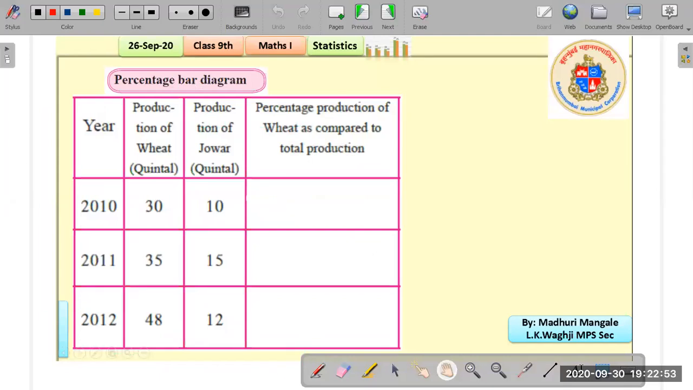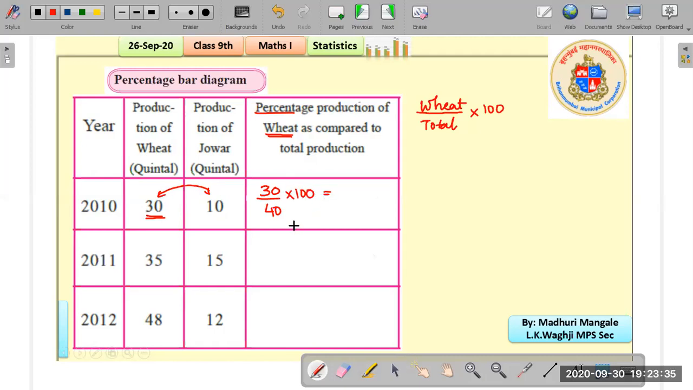There we begin. We start with the year 2010. And what should be done? To find the percentage production of wheat, the formula would be wheat production upon the total, and we multiply it with 100. So what is the wheat production? This is 30. So 30 divided by total. What is the total for the year 2010? The total is 30 plus 10 is 40, right? So the total is 40, and we have to multiply it with 100.